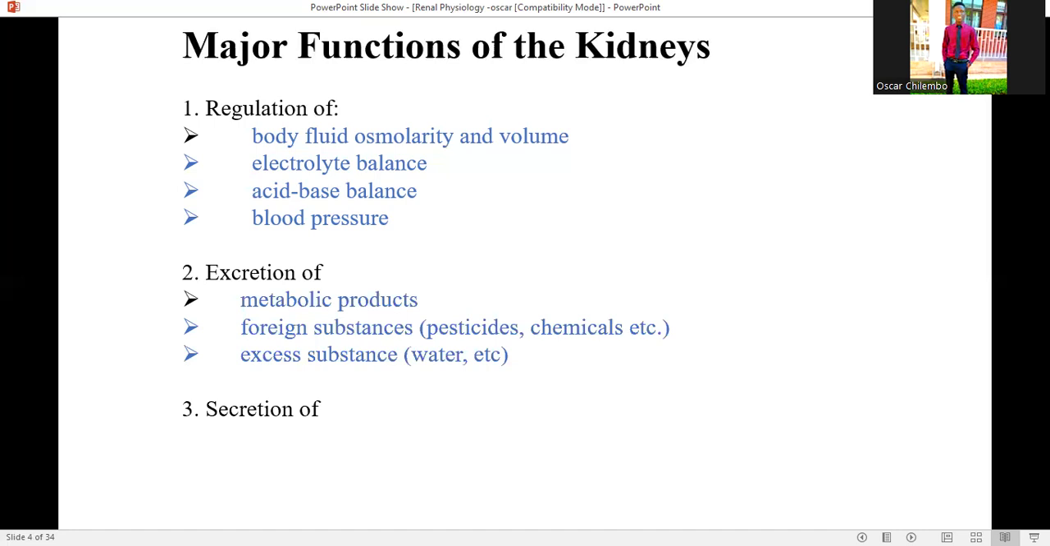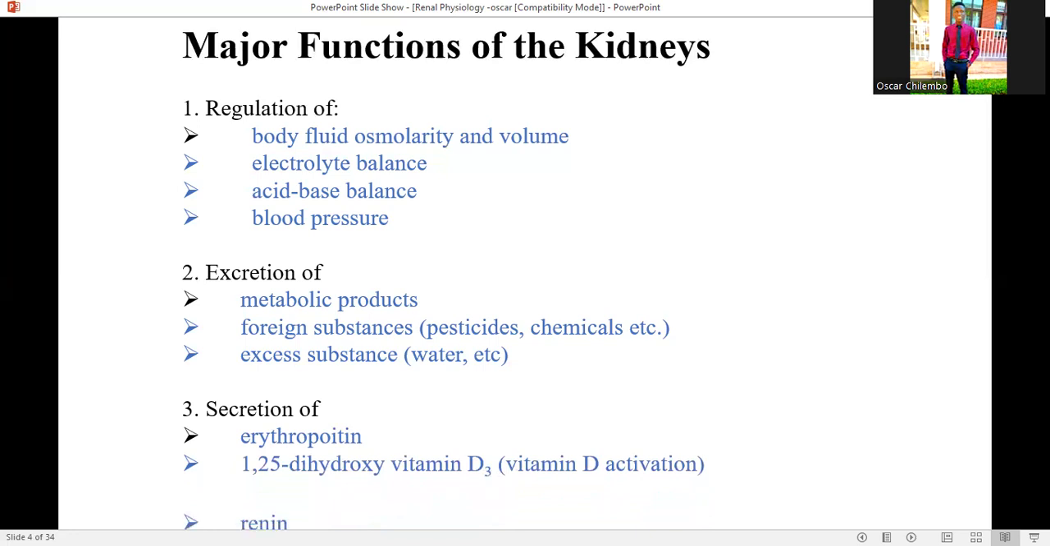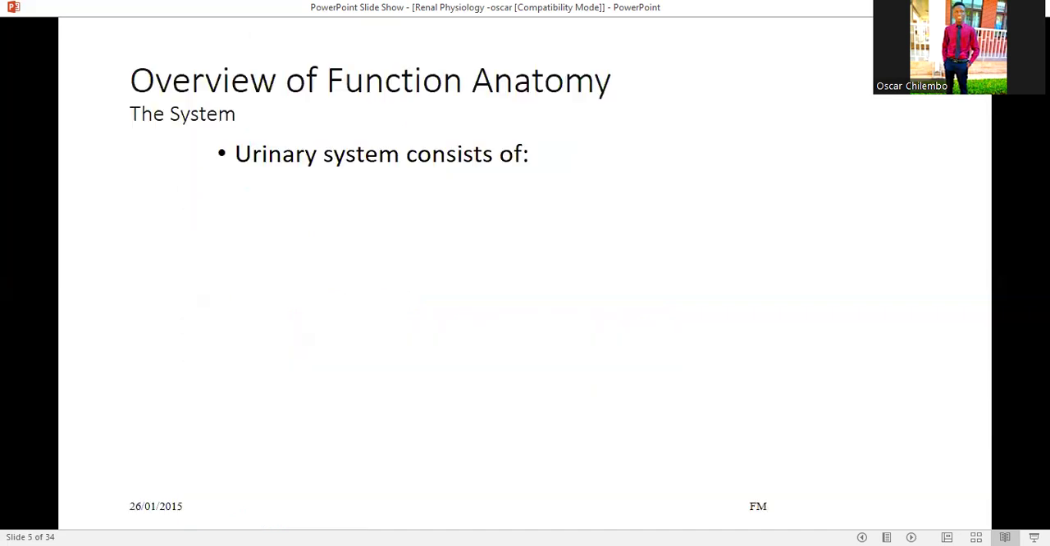These substances include erythropoietin, which we discussed under blood physiology. Erythropoietin is produced in the kidney, goes to the bone marrow and tells it to increase the production of red blood cells in case you don't have a lot of blood. The kidney also produces vitamin D, which is basically D3. It also produces renin, which plays a very important function in the regulation of blood pressure. It also secretes prostaglandins, which have a lot of functions that we're going to discuss.